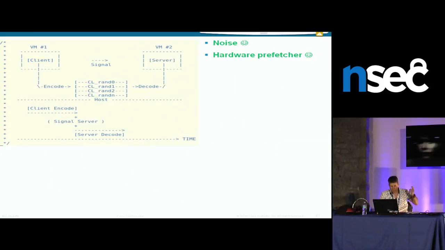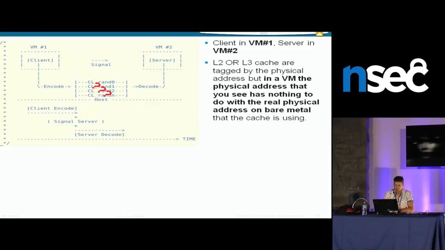All right, so now that you understand the noise, we know what it is, you know what the hardware prefetcher is, let's go back to our original test program, but this time we put the client and the server in different VMs. And then I realized that there is another problem.